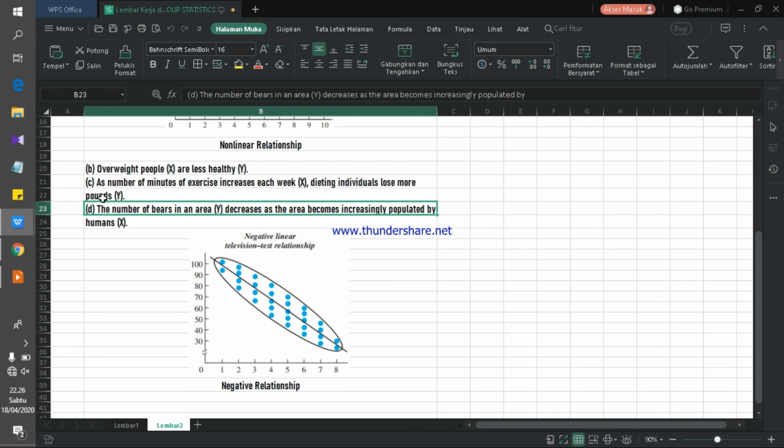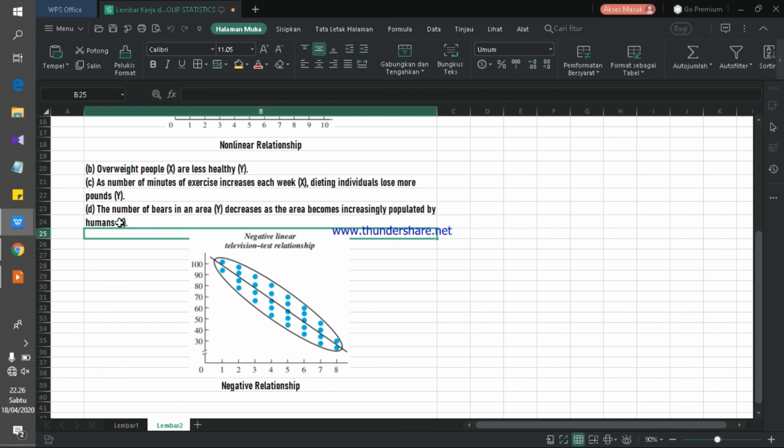And then part D, the number of bears in an area, Y, decreases. So the number of bears decreases. We can illustrate, for example, there are 100 bears and then it decreases into 20 bears only as the area becomes increasingly populated by humans. So the X data is increasing, right? Because it becomes increasingly populated.